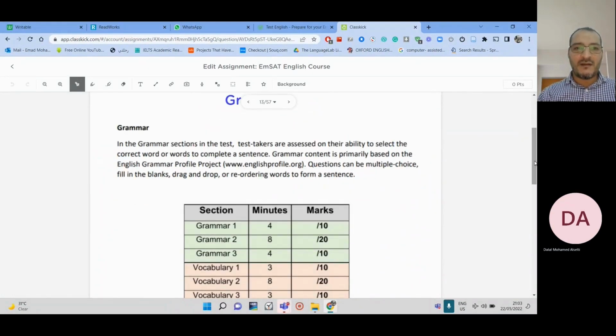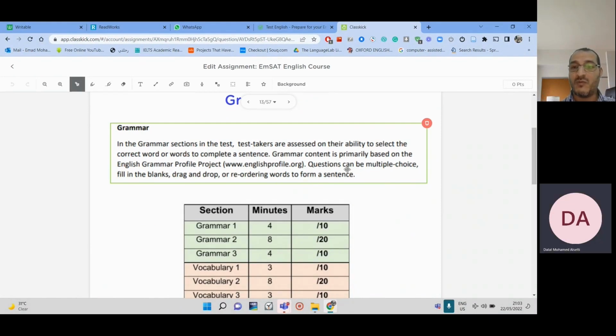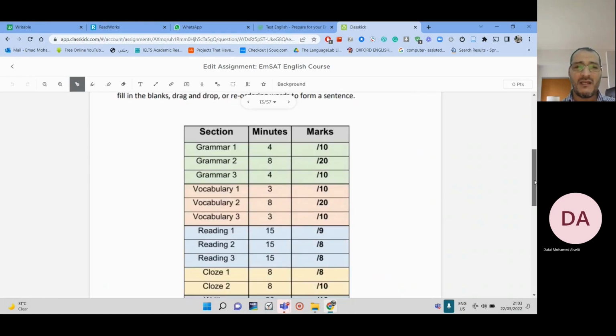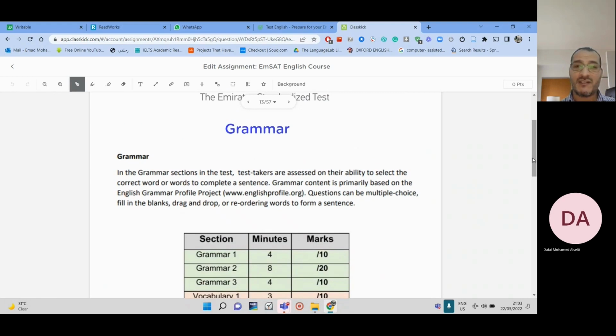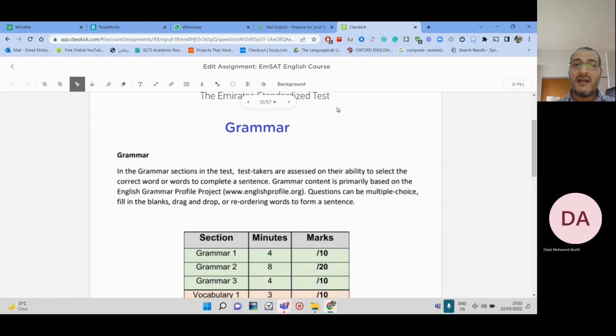The grammar section covers different aspects. For example, the questions will be multiple choice, filling blanks, drag and drop, and reordering words to form a sentence. It will cover a different spectrum of grammar, like tenses, transitions, conjunctions, simple, compound, and complex sentences, and so on. Let's get started with the first part here.